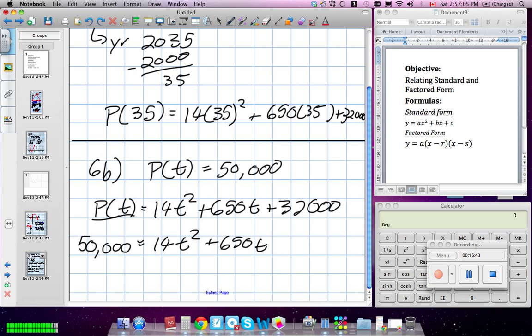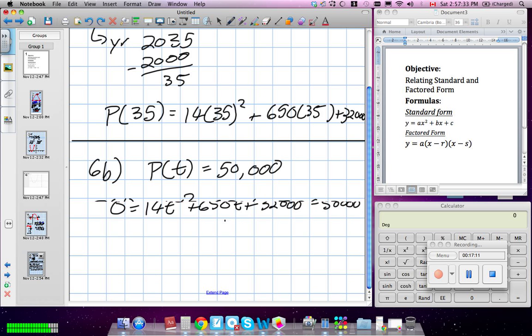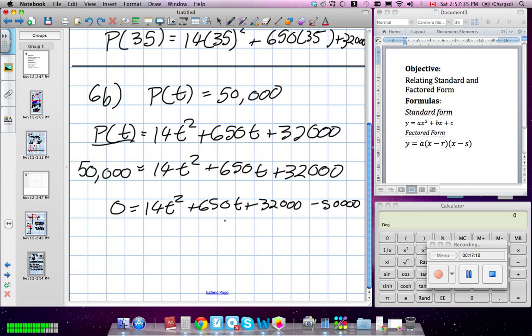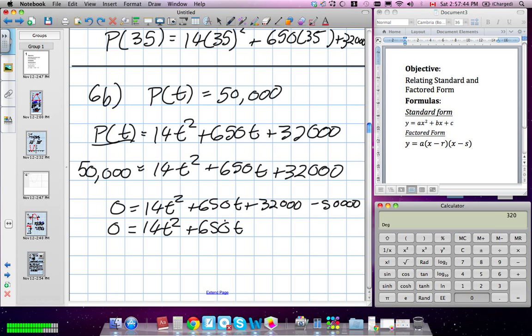Now, in order for us to factor and solve, we actually need P at T to be 0. That's how we've been doing all of our factoring. So I need to move 50,000 over to the other side of the equation, so that I now have 0 equal to 14T squared plus 650T plus 32,000 minus 50,000. I then solve our constant: 32,000 subtract 50,000, negative 18,000. Great. Minus 18,000.